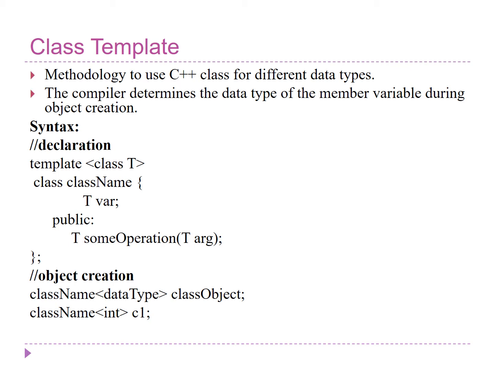During object creation, between the less than and the greater than symbols, the data type of the member variable is defined. In the example given here, the data type of the member variable is integer for object C1 of type class name.